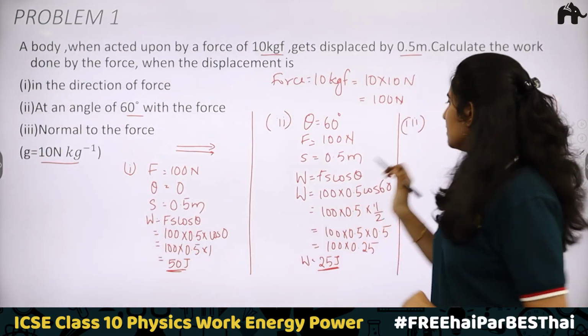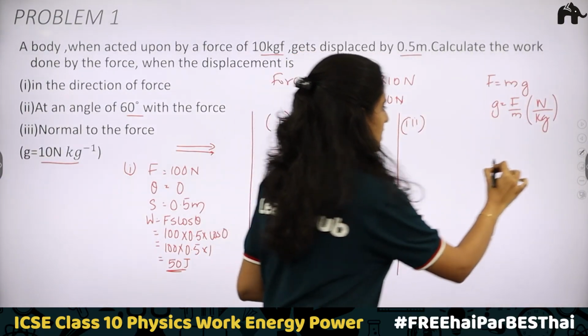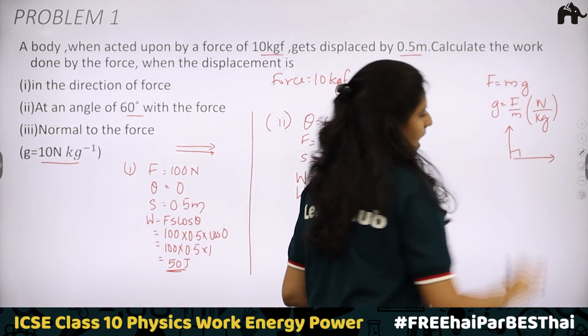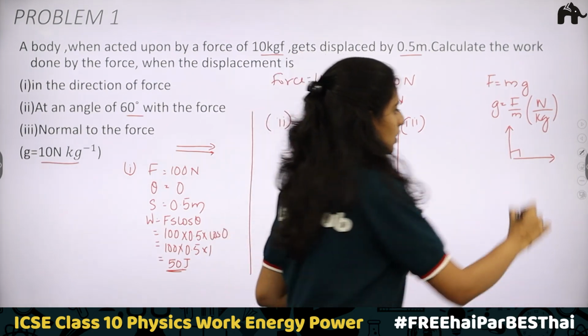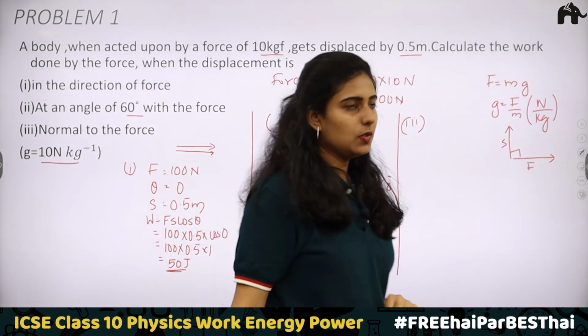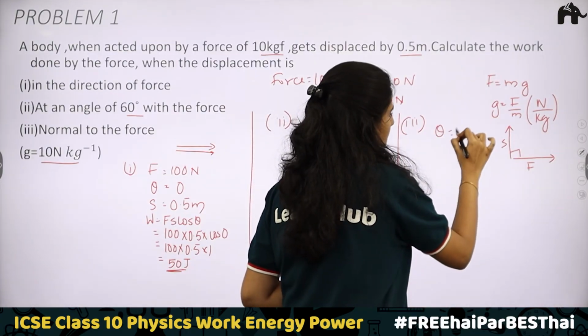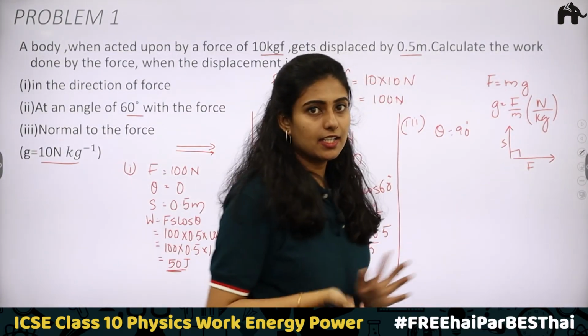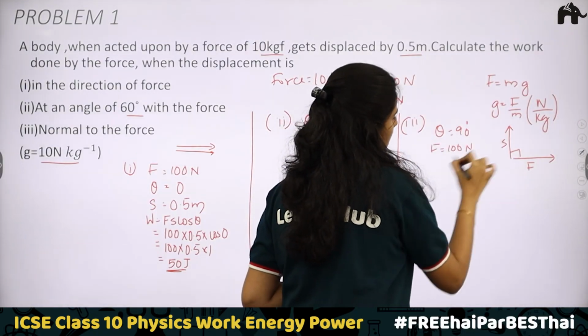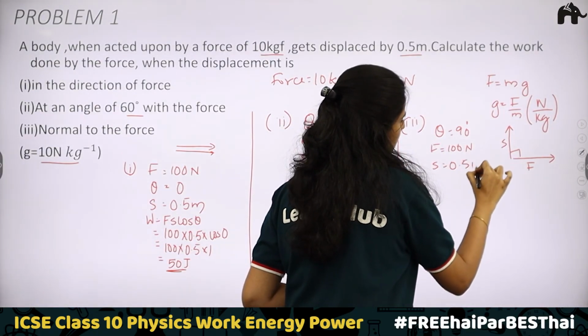Normal to the force. So if force is in this direction and displacement is in this direction, then the angle between them will be equal to 90 degree. They are perpendicular to each other, force and displacement. Here theta is 90 degree. Normal means angle theta is 90 degree. Force is same, that is 100 Newton. Displacement is same, 0.5 meter.